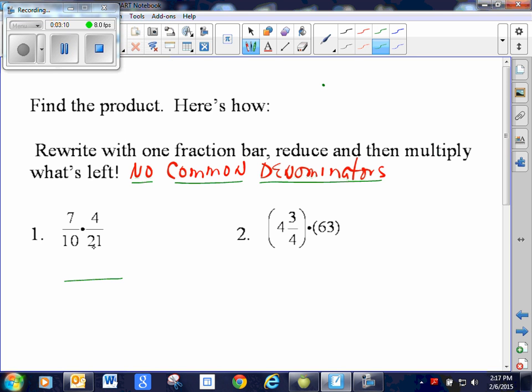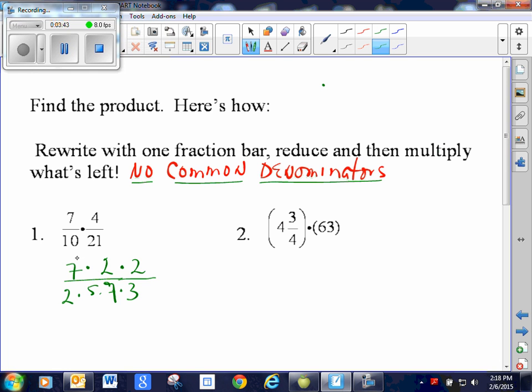I see a 7 up here and a 21 down here, which I know I can make 7 times 3. So I'm going to go ahead and write it like this. I see a 4 and a 10. I know a 2 will go into both of those, so I'm going to rewrite 4 as 2 times 2 and 10 as 2 times 5. Whoa, I got too close to the 7. Looks like 57. So let me go fix that. So 2 times 5, and then that was a 7 times 3.